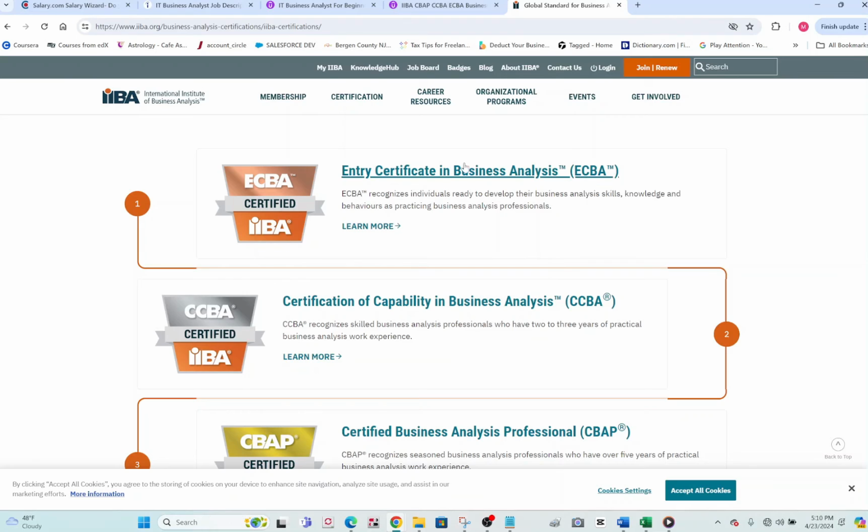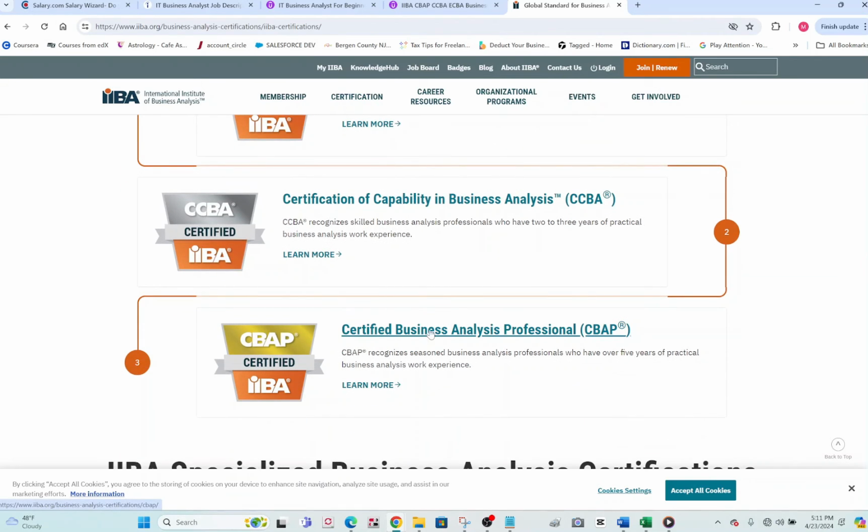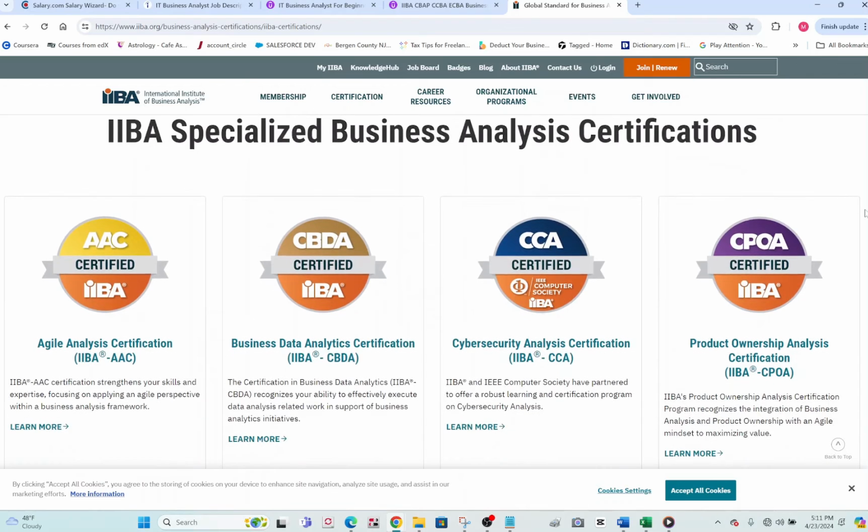So they have this entry certificate in business analysis, and then they have this certification of capability in business analysis. I'm not familiar with those two. I am familiar with this. This is what I see being asked for. But if I was going to start, yeah.